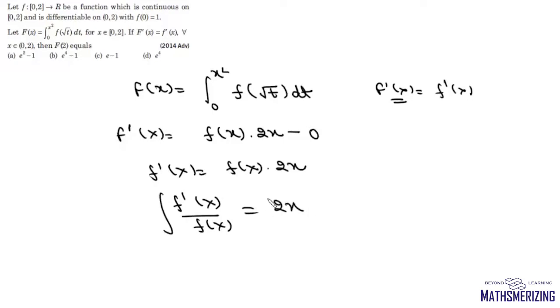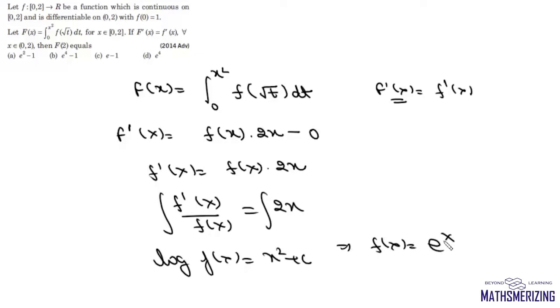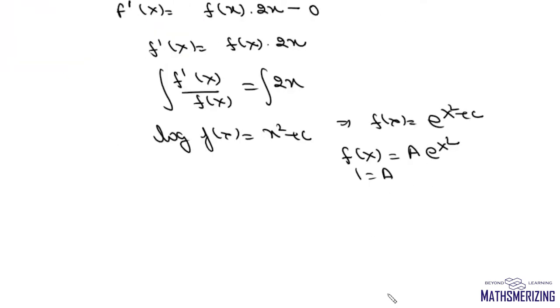Now we integrate this function with respect to x, so it'll be log f(x) equals x square plus c, or f(x) is e to the power x square plus c. Now we can write e to the power c as some constant a, so we'll get this function f(x) as a into e to the power x square. Now we're given that when x is 0, f is 1. So when x is 0, f is 1, so we'll get a as 1. That means this function f(x) will be e to the power x square.